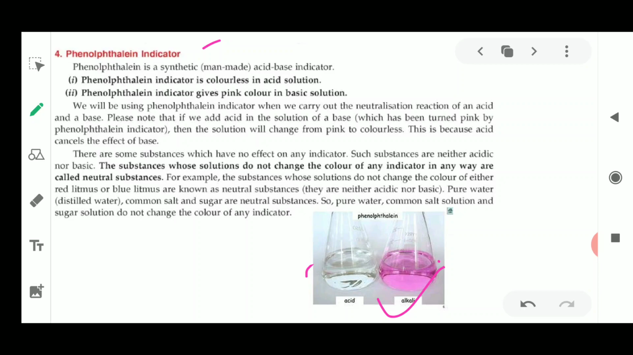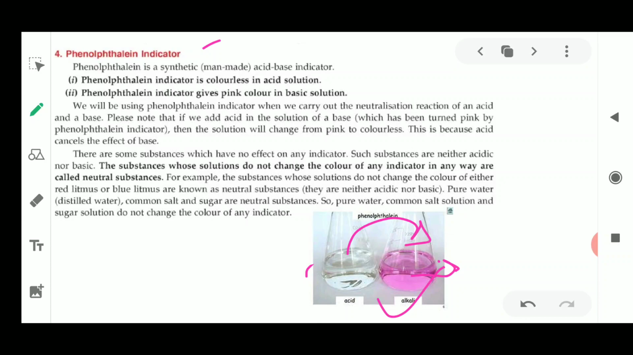Now once you add phenolphthalein to acid, it is not going to show you any change. Once an alkaline or basic substance is added, it is going to change into pink color. Again, if you add the acidic substance to this one, it is going to cancel the effect of the phenolphthalein, and the solution is going to be colorless again.